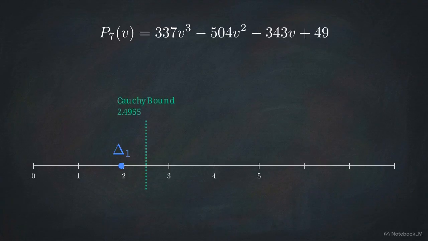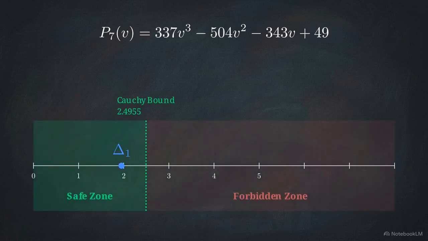We can trap all possible roots of this polynomial using the Cauchy root bound, a rule that sets a physical limit on where any root can exist. For P7, the Cauchy bound places every possible root inside a box ending at 2.4955.